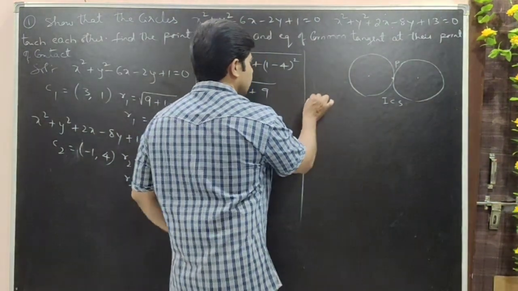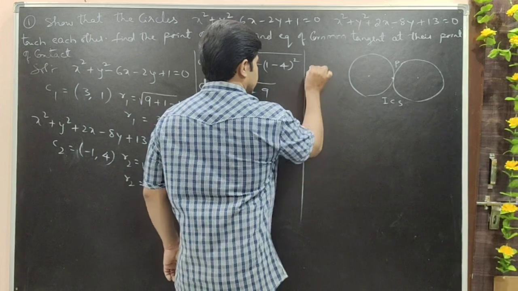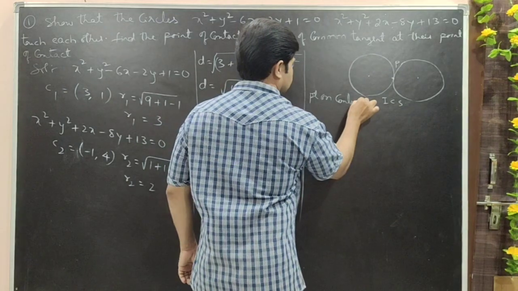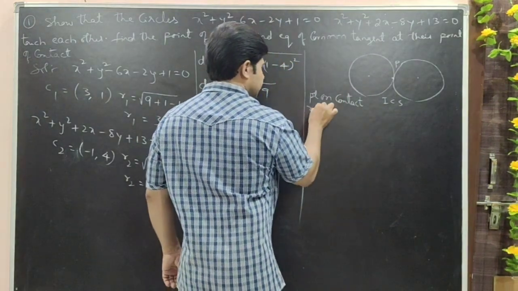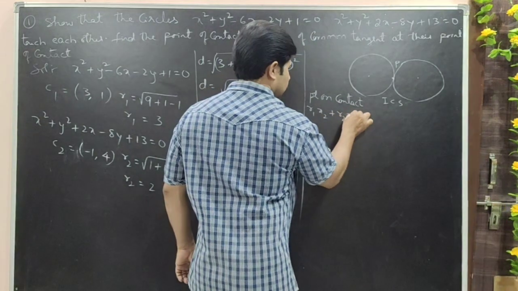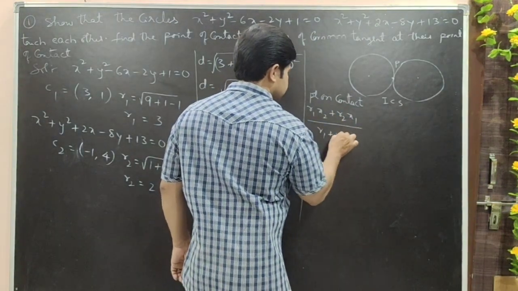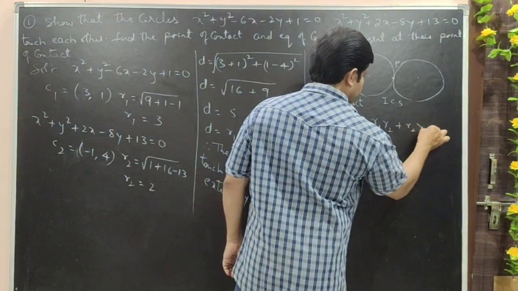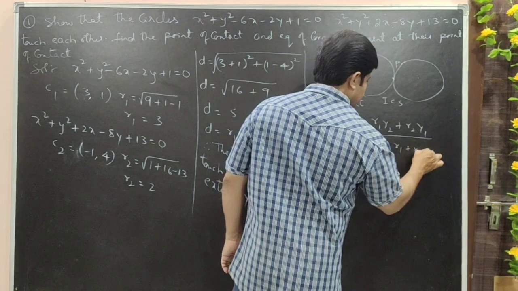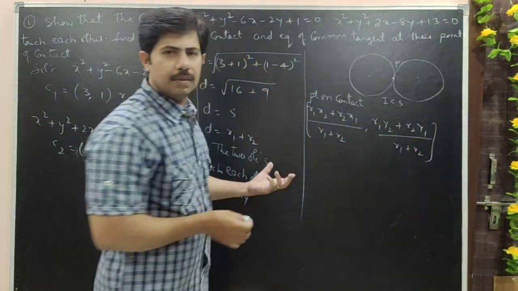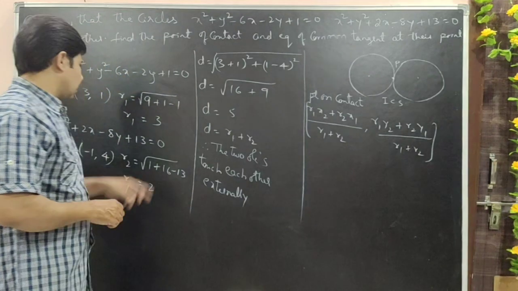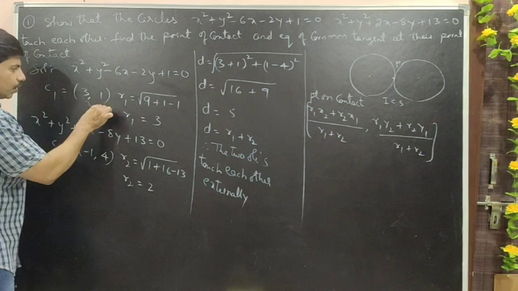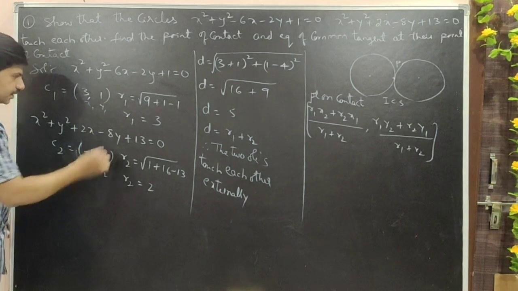So next is the point of contact. So what is the point of contact? It is (R1 X2 plus R2 X1) by (R1 plus R2), comma, (R1 Y2 plus R2 Y1) by (R1 plus R2). That is the formula to find the point of contact. Now what is R1? R1 is 3. Okay, R1 is 3. So X1, Y1, X2, Y2 are the centers of the two circles.